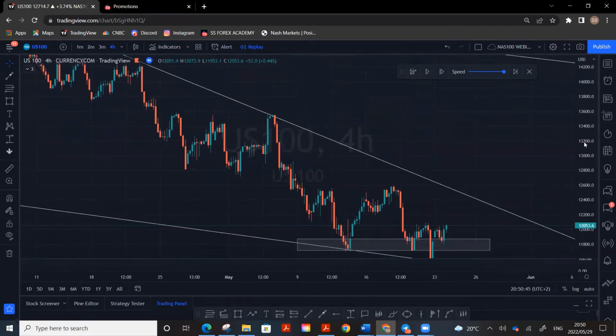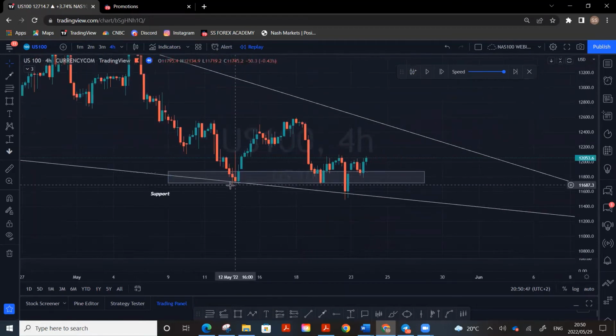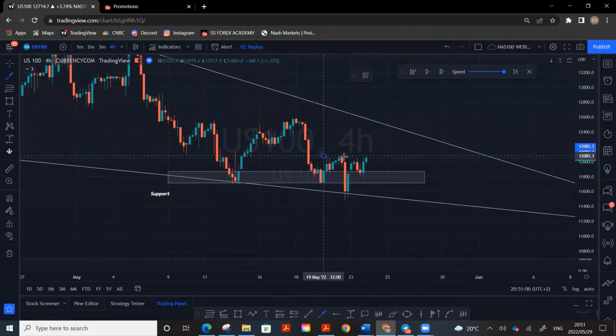Right. So on the 4-hour, we had these lows here, right? So that low was taken out. We took out this low, price rallied to the upside, giving us or creating liquidity at that area.